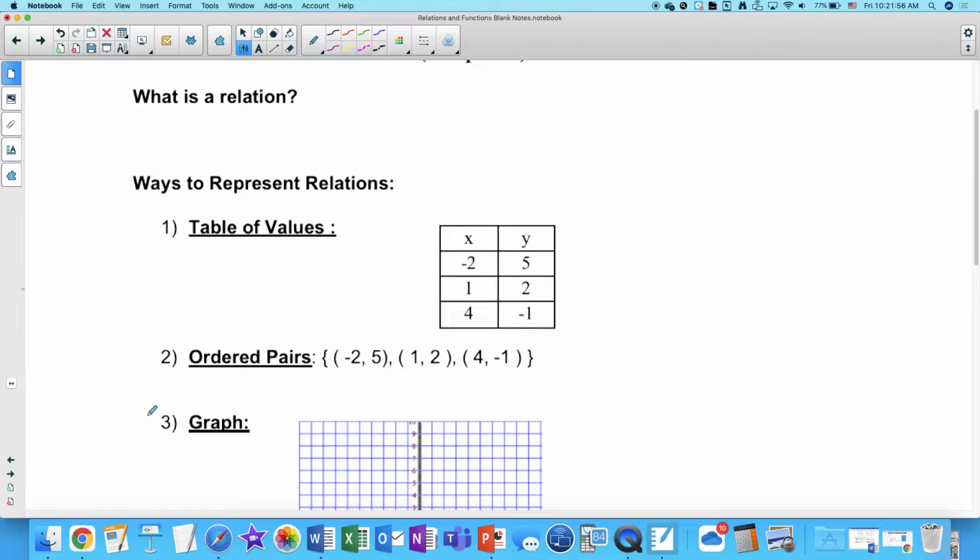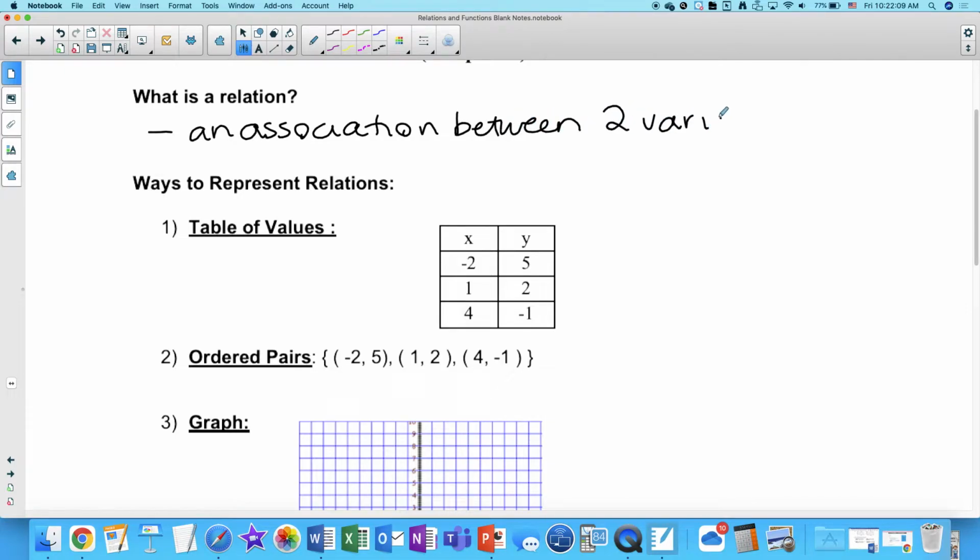So we have already talked about this. What is a relation? It's an association between two variables. Okay. One thing I should also mention about variables, which I spoke a little bit about, is that typically, not always, but typically, when you look at two variables, one of them is dependent on the other. Okay, not always, but often.